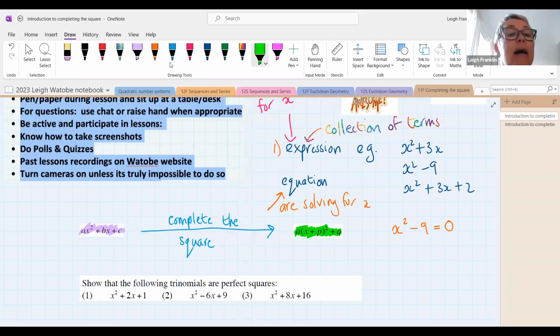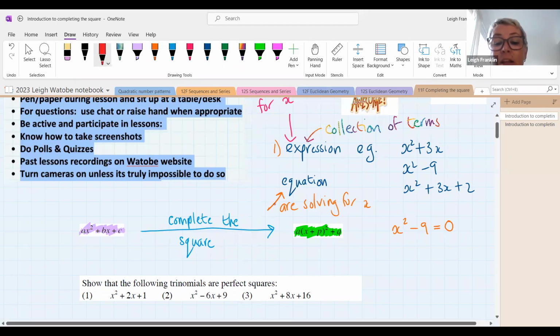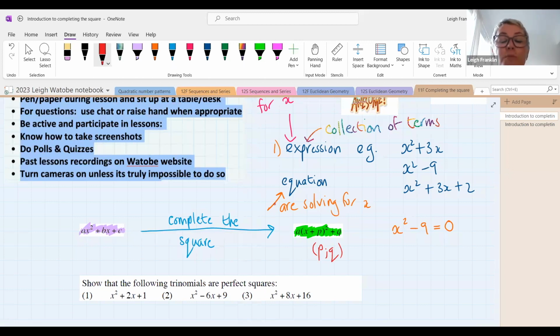Safe to say that the values of p and q become very important for us when we start placing these onto the Cartesian plane, when we start with parabolas. So p and q have a very specific meaning. They're very important to us in grade 11, but we don't really need to understand what that is in terms of a graph right now for this particular lesson.